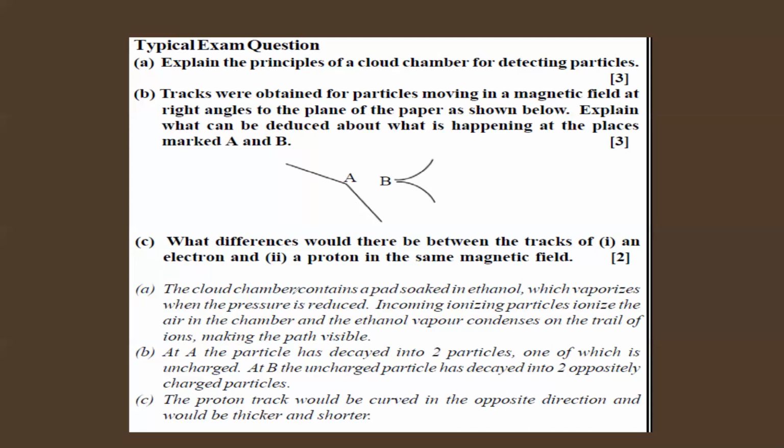So a cloud chamber contains a pad of soap and ethanol, which vaporizes when the pressure is reduced, and incoming ionizing particles ionize the air in the chamber, and ethanol condenses on the trail of ions, making the path visible. So basically, why is the path visible? Because the particles are causing ionization. If it's a strong ionization, then it will be a continuous and broad path. If it is weak ionization, then there will be discontinuous paths, or a thin line.